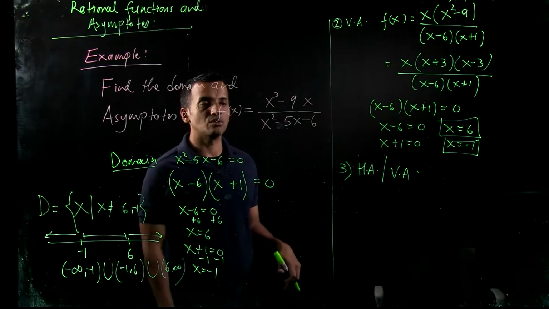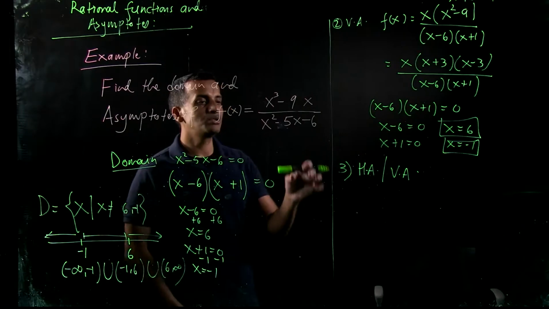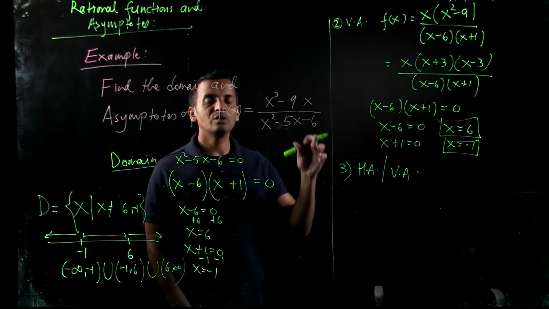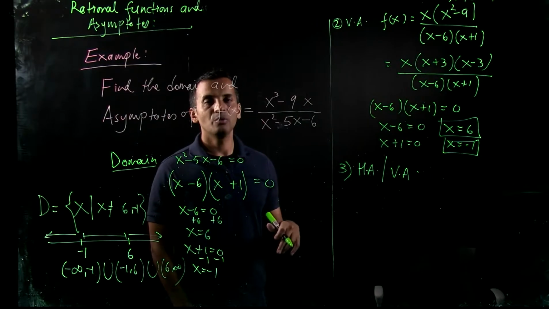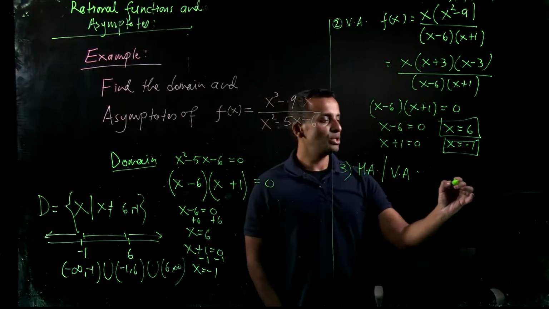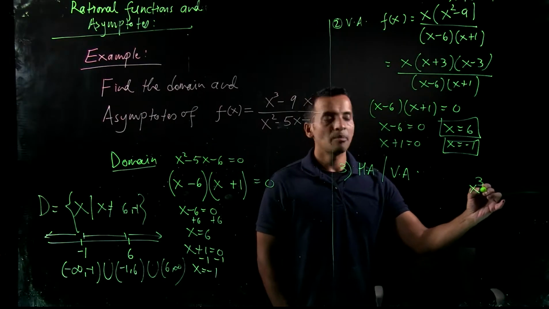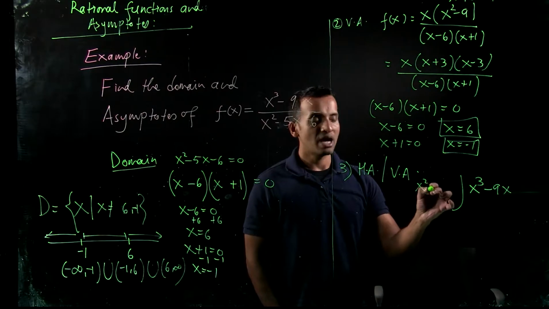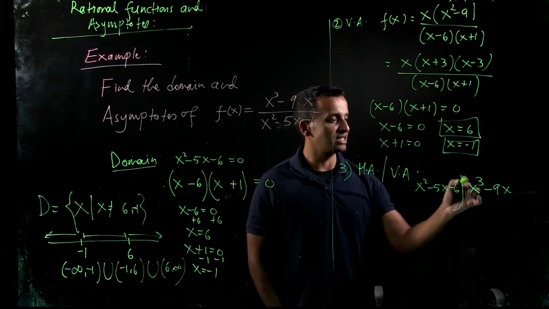How do we find the oblique asymptote? So we write y equals, you divide the top by the bottom, and whatever quotient you get, y equals that quotient will be the oblique asymptote, right? So let's divide. You are dividing x cubed minus 9x by x squared minus 5x minus 6.